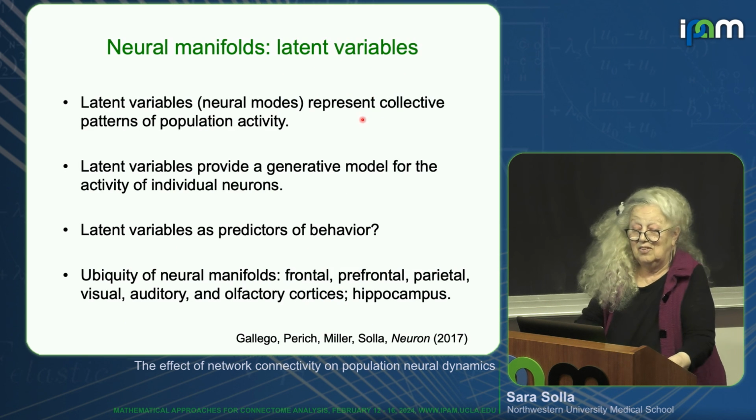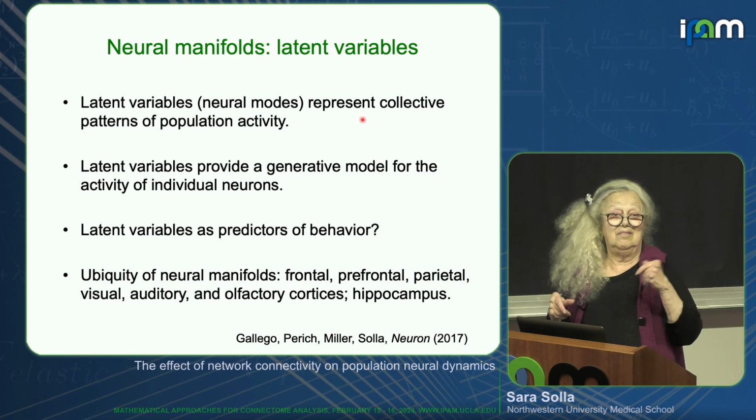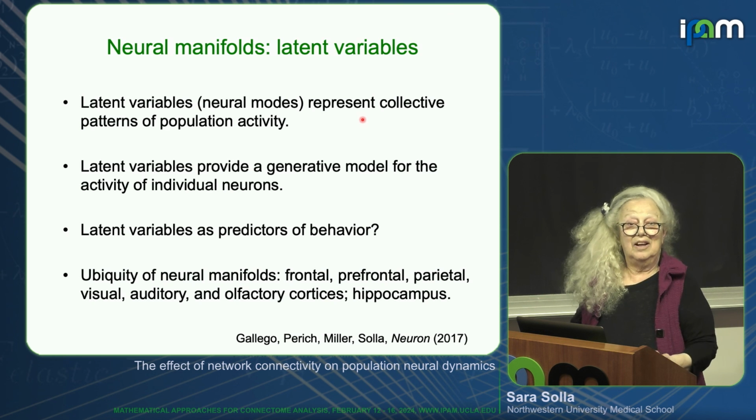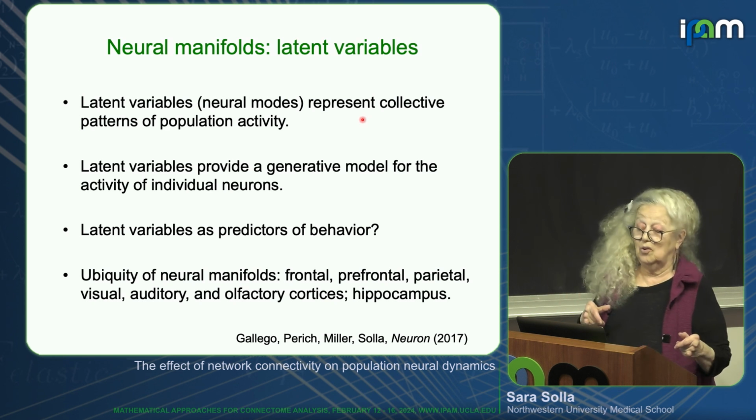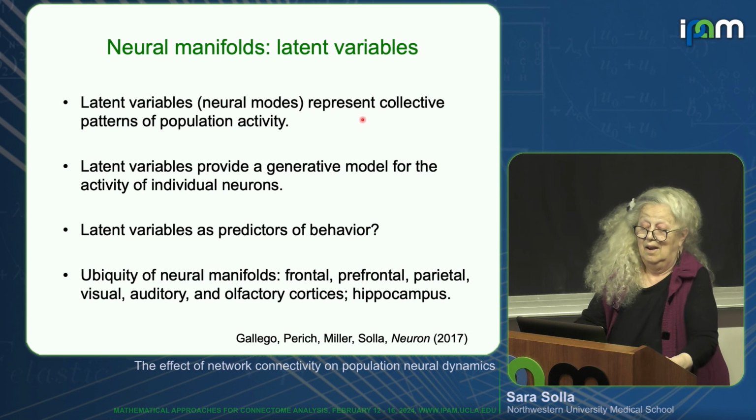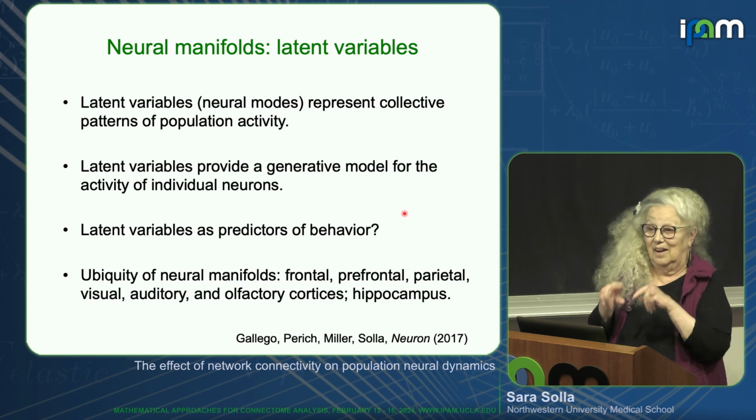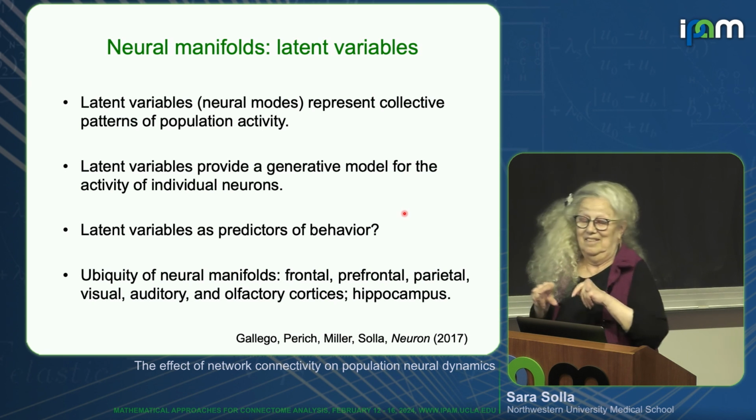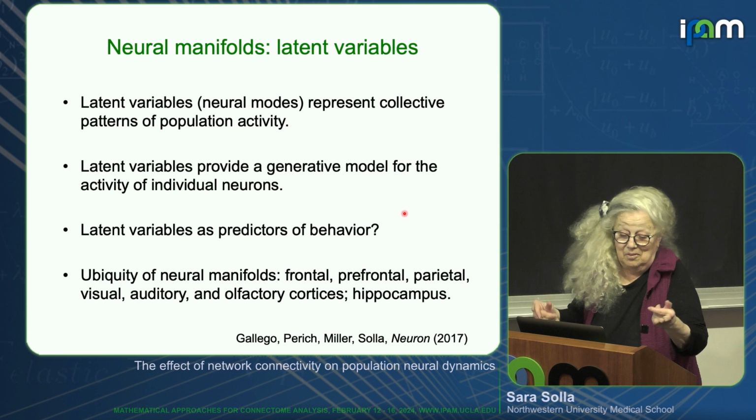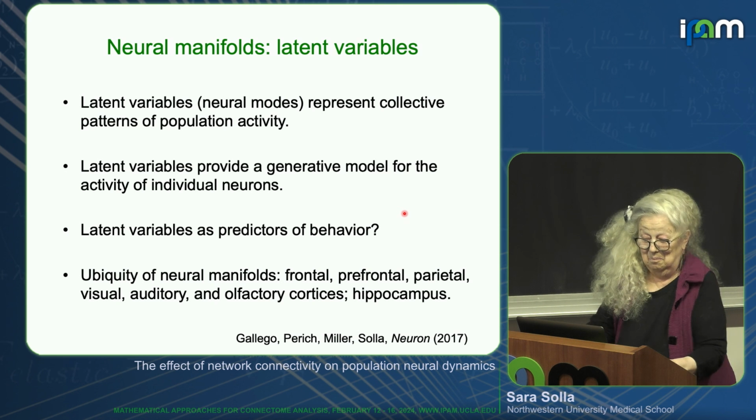So we know a lot about these latent variables. We know that they represent collective patterns of population activity. They provide a generative model for the activity of individual neurons. They are ubiquitous. In the last 10 years, they have been reported everywhere: in sensory cortices, motor cortices, prefrontal, parietal, even in hippocampus, where some years ago the hippocampus experts believed that I was seeing this because I was working in cortex, but the hippocampus has such a detailed geometry, it would never happen in hippocampus. And it happens in hippocampus. There are now papers that show that, from the same people that told me that it would never happen in hippocampus, so it was great.